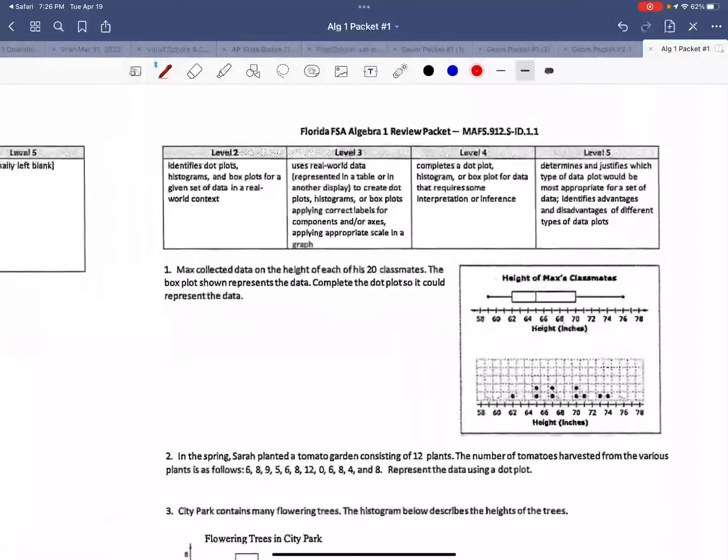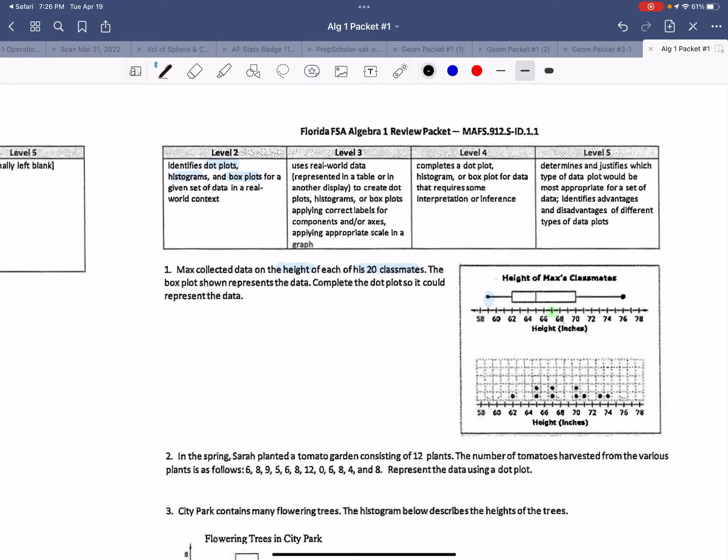Question number 1 says, identify the dot plot, histogram, and box plot for a given set of data. Okay, so we can do this. Let's dive right in. It says, Max collected data on the heights of his 20 classmates. All right, so it looks like I'm the height, 67, right about there. So it looks like I'm taller than half of the class. The tallest person is 76 inches. So we're just getting the lay of the land here and reading the data off the chart.